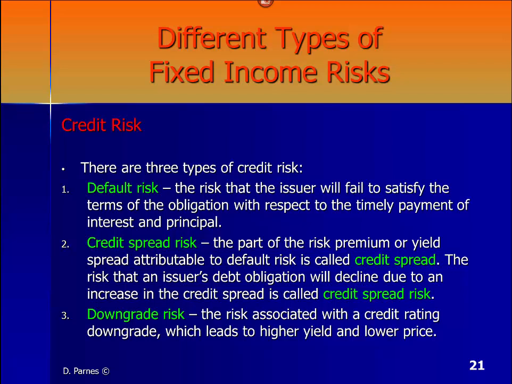The third component of credit risk is called downgrade risk. This is simply the risk associated with a credit rating downgrade. If a credit rating agency, it could be Standard & Poor's or Moody's KMV or Fitch Ratings or any other, decides to downgrade your credit rating, this will obviously affect the yield to maturity on the bonds. With a lower credit rating, the higher the yield to maturity and the lower the price.